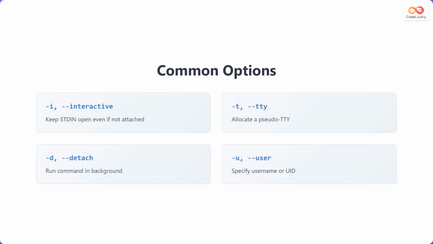Let's discuss some common options used with Docker Exec. First, -i or --interactive, which keeps standard input open even if not attached. Second, -t or --tty, which allocates a pseudo-TTY or terminal. Third, -d or --detach, which runs the command in the background. Fourth, -u or --user, which specifies the username or user ID.